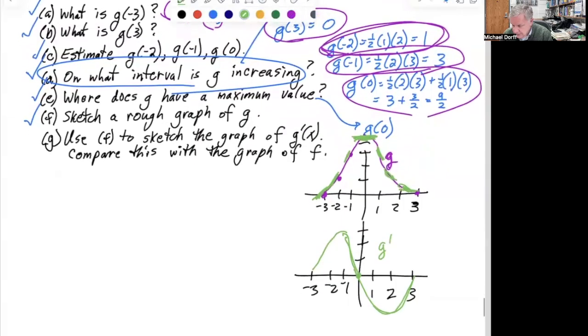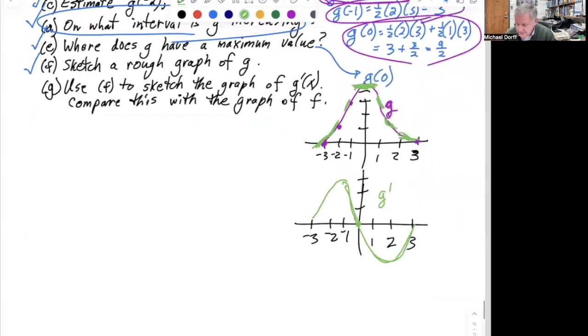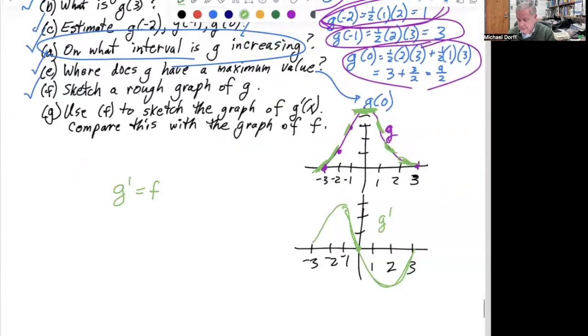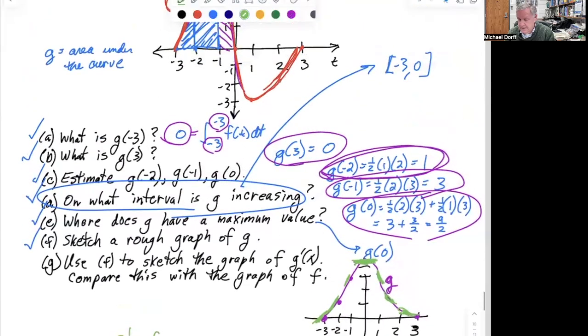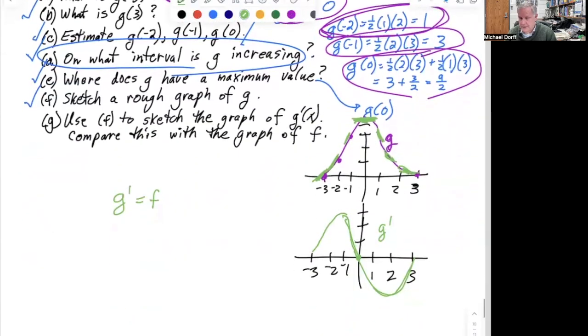Well, how does that compare to F? Well, it's actually the same. G prime equals F. Why is that? That's because of the fundamental theorem of calculus, part one, because if I take the derivative of G, I'm going to get back the original function F. Because what I'm doing is taking the integral of F, finding the area under the curve, and then taking the derivative of that. And so the derivative and the integral undo each other, and I get back what I started.